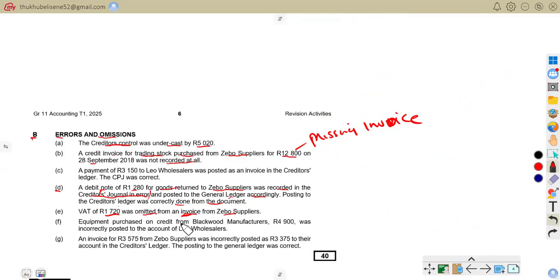So equipment purchased on credit from Blackburn manufacturers 4,900 was incorrectly posted to account of Leo Research. It doesn't affect our control account here. So an invoice of 3,525 from Cebu suppliers was incorrectly posted as 3,372 to their account in the creditors ledger. So the posting to general ledger was correct.